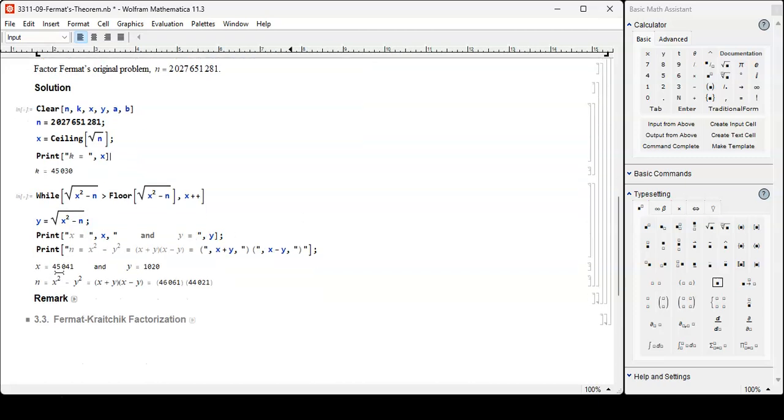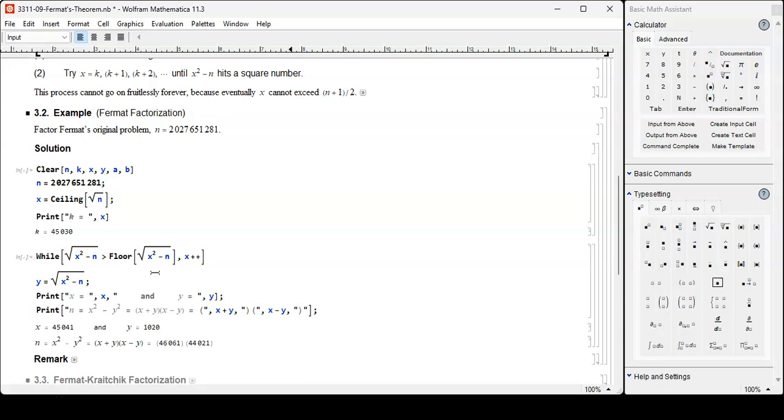x is 45,041, and then y is 1,020. So starting from 45,030, to 45,041, only 11 steps, only 11 iterations were done. So this is far more efficient compared to calculating the trial division of God knows how many.